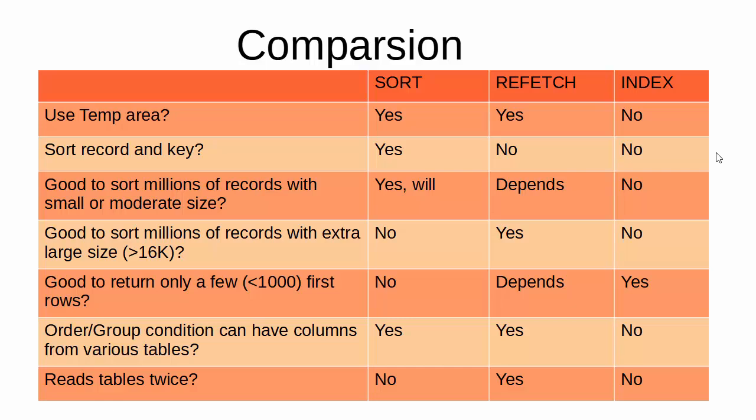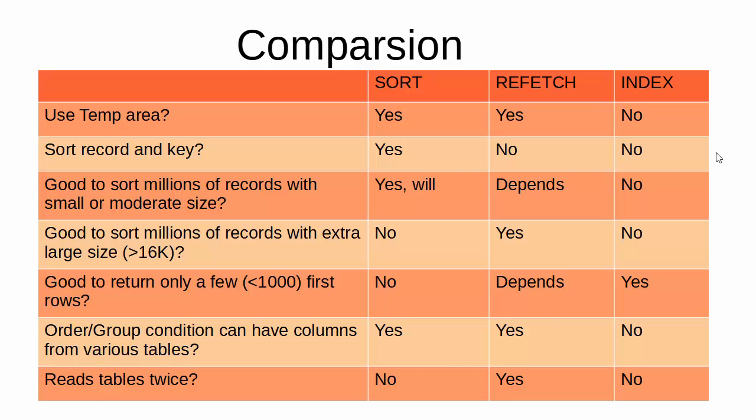Is it good to sort millions of records with small or moderate record size? Sort, yes, will do fine. Refetch depends on the situation, but in general, if we are returning only a fraction of the sorted record set, yes, it will be really good. And index, no, it will be slower than the sort.